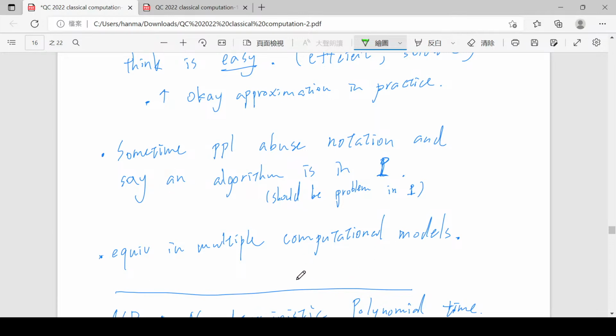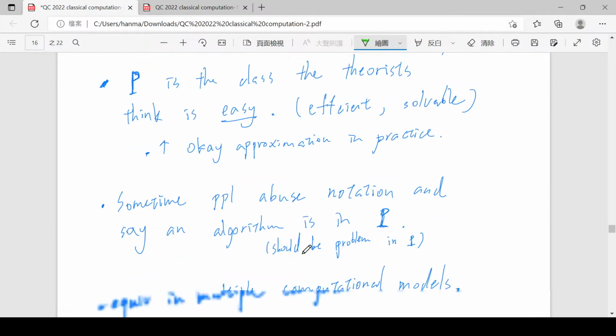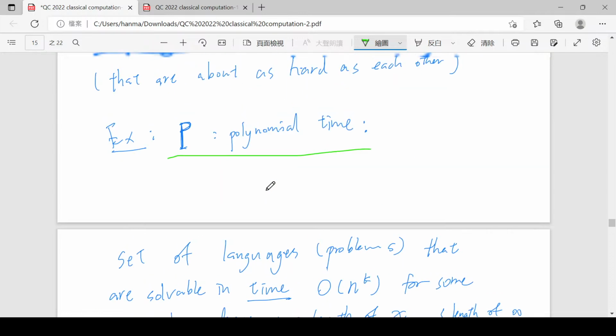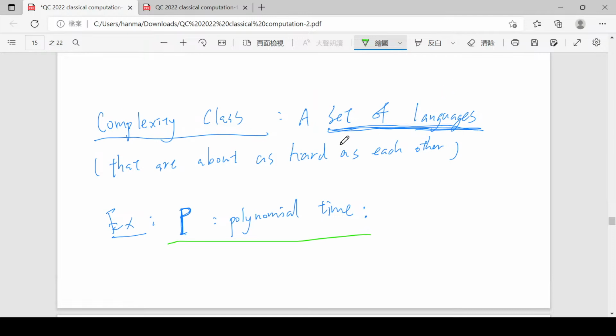And this P is really nice because different computational models usually can be converted to each other by a polynomial time overhead. And that means P in different models really are the same set. So for example, the Turing machine and the second model, they have the same class of P. So it's really nice.